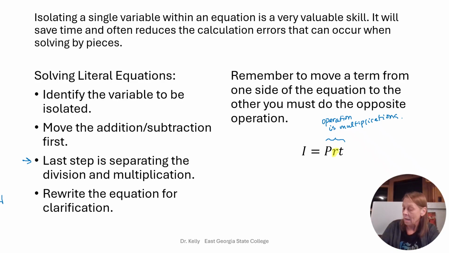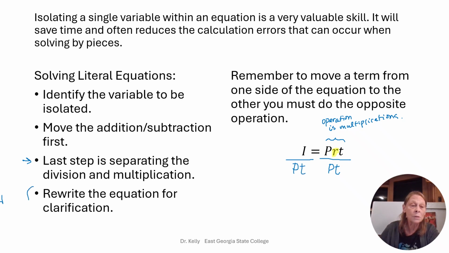Here we can see the P is multiplied by the R, which is multiplied by the T, so we're going to divide both sides by what we don't need. This is where the highlighter comes into play, because we know we don't need anything that's highlighted, and whatever we write down here, we write down here, because everything is fair.